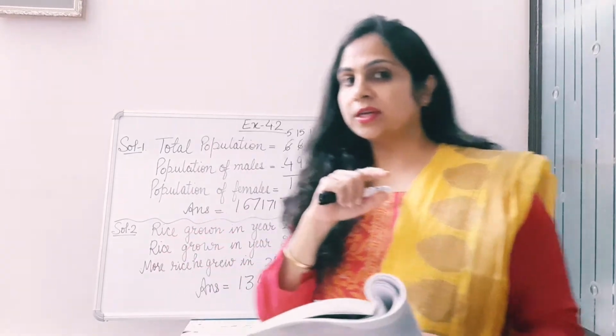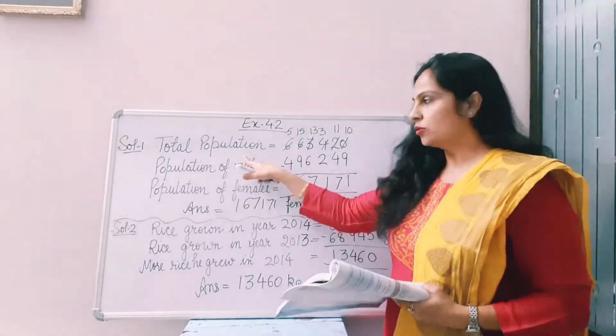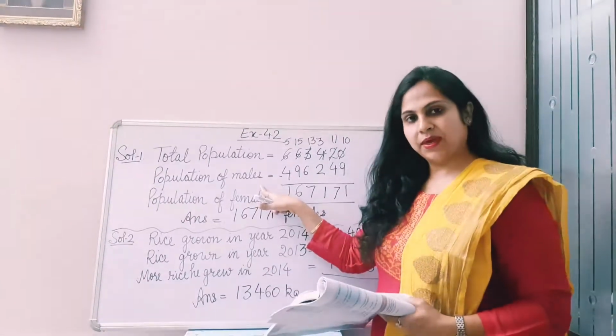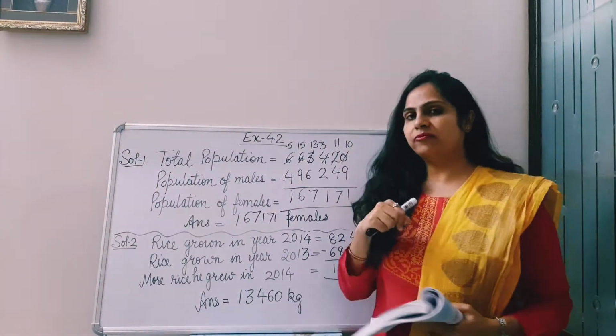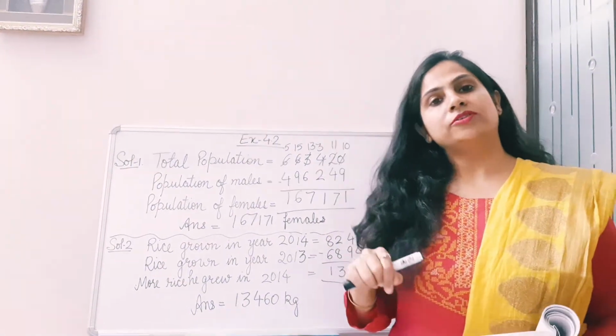Okay, now let's begin. Question number 1 of exercise 4.2: The total population of a town is 6,63,420. If the population of males is 4,96,249, find the population of females in the town. I read this question. Now I get an idea. Now I have to write the information. The information is total population is given. Population of males is also given. Now I have to find in this question the population of females.